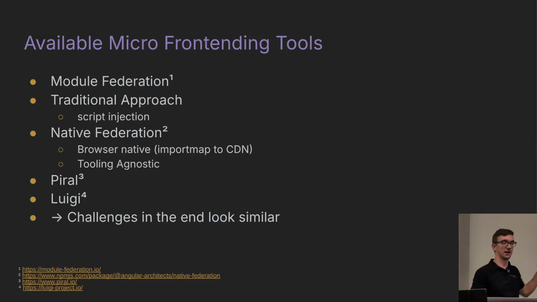First and foremost, you have module federation, which is the focus of this talk. You can also do a more traditional approach by simply injecting scripts and doing the module loading yourself. Then you also have native federation, which is more browser native and tooling agnostic and utilizes import maps, where you map to the CDN. For completeness' sake, we also have Piral and Luigi here, but I have not worked with them. At least I found that there are also tools for that. But in the end, the challenges I will show at the end will look quite similar, no matter which tool you choose.